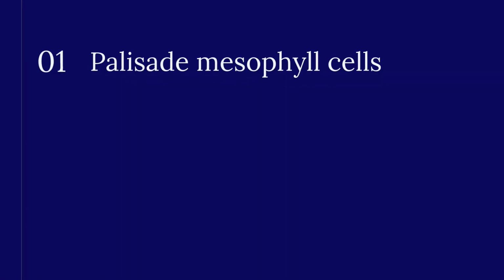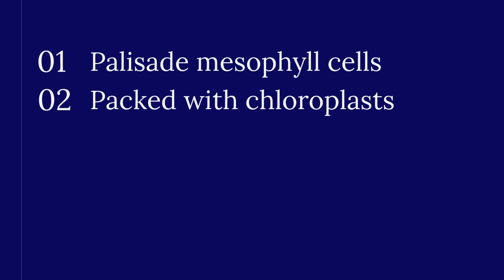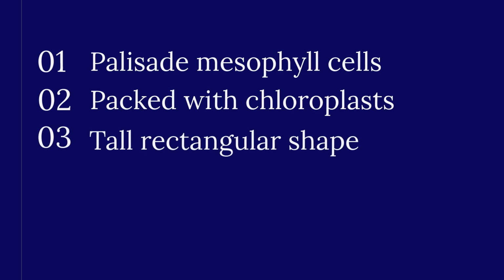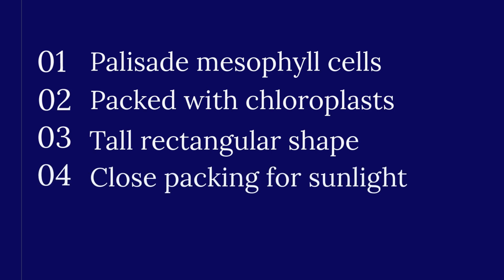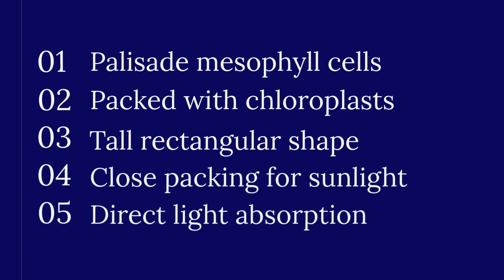Palisade mesophyll cells are packed with chloroplasts for photosynthesis. Their tall, rectangular shape allows close packing for sunlight absorption. Positioned near the leaf surface, they receive direct light. A thin cell wall facilitates gas diffusion. These features optimize energy production.